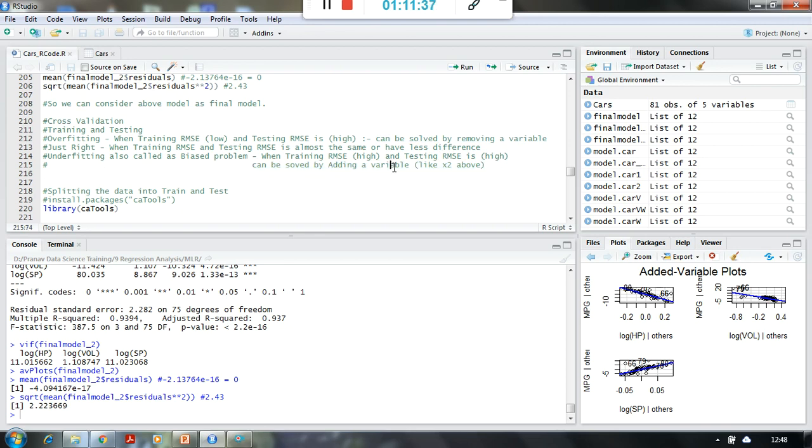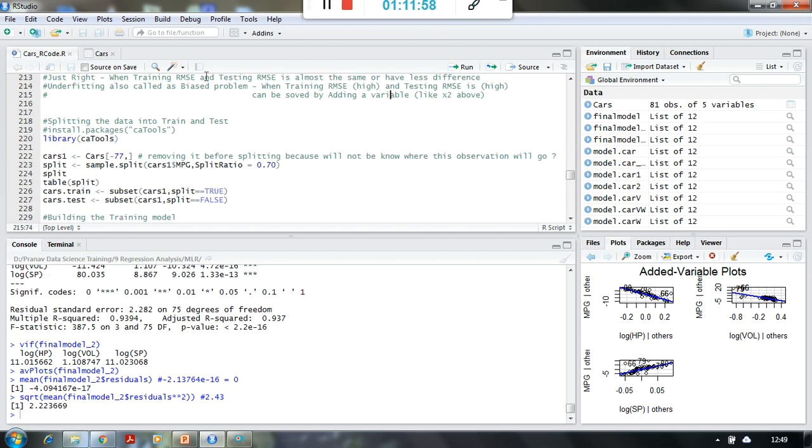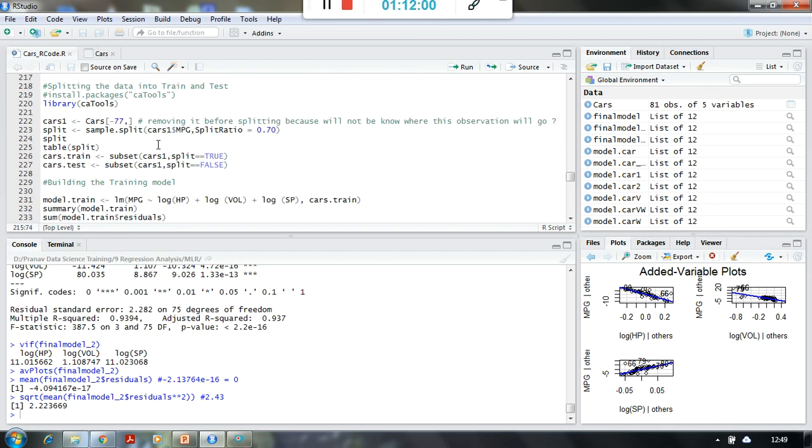Something like what we have done in the equation of the curve, the quadratic equation, if you remember in simple linear regression, where we added an x square over there. So these are the methods by which we can avoid these problems of overfitting and underfitting and go towards the just right modeling. Alright, so once we have understood this, let us try and do it once.